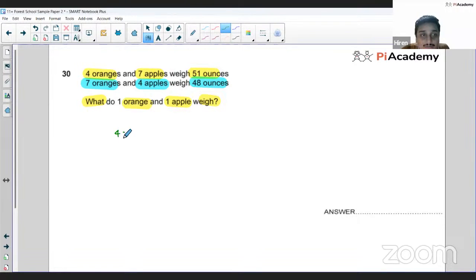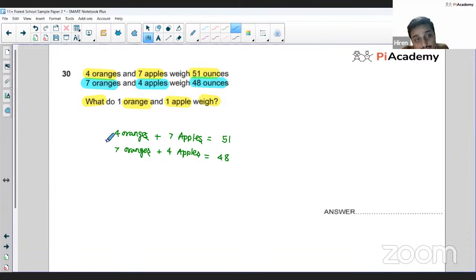So let me write like this: 4 oranges plus 7 apples, the weight is equal to what? 51, right? In the same way, 7 oranges plus 4 apples is equal to 48, okay? So what if I add these two equations? Then I will get 4 plus 7, that is 11 oranges, plus 11 apples. As I told you, 4 plus 7 or 7 plus 4 is the same, right?